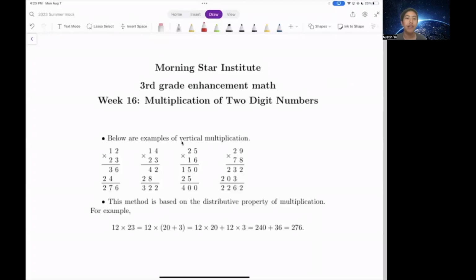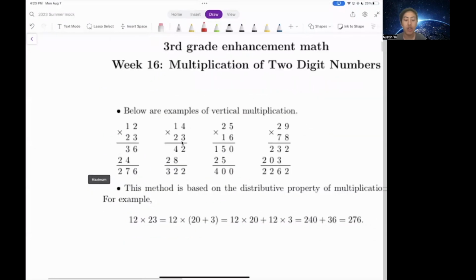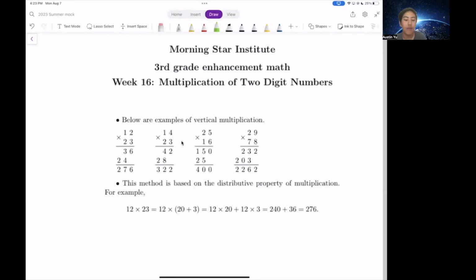Hello everyone, this is the third grade enhanced math week 16 multiplication of two-digit numbers solution video. Below are examples of vertical multiplication. For example, the first one, we have 12 times 23.